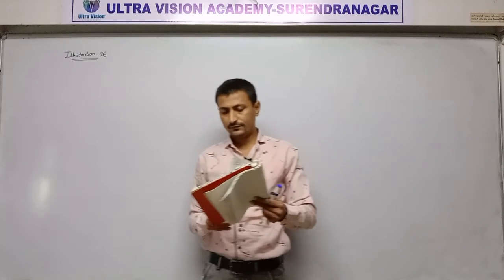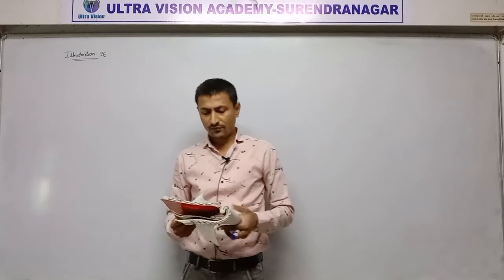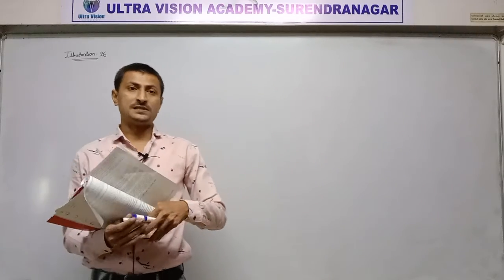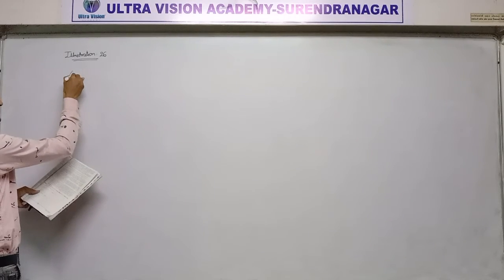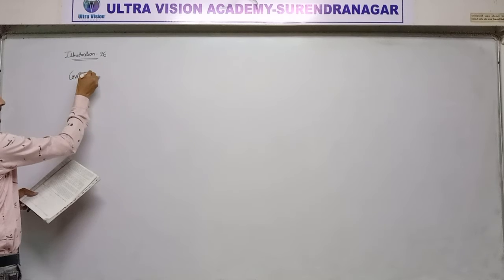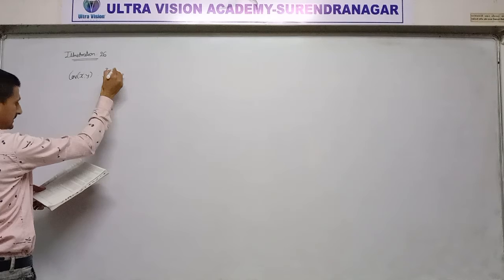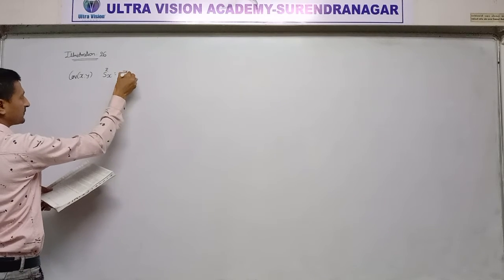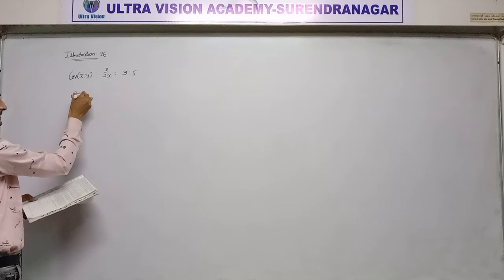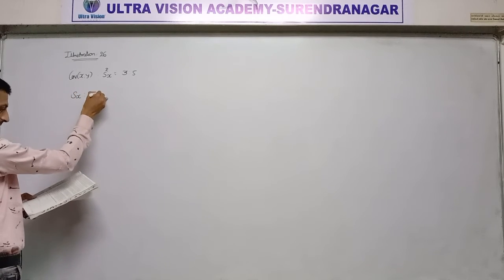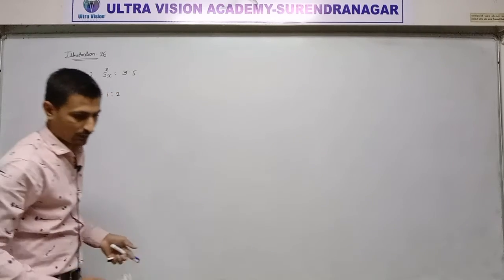Determine the value of the correlation coefficient from the following result. Okay, correlation coefficient, find out. Your value is given: covariance xy is to variance of x is equal to 3:5, and sx is to sy is equal to 1:2. Okay.